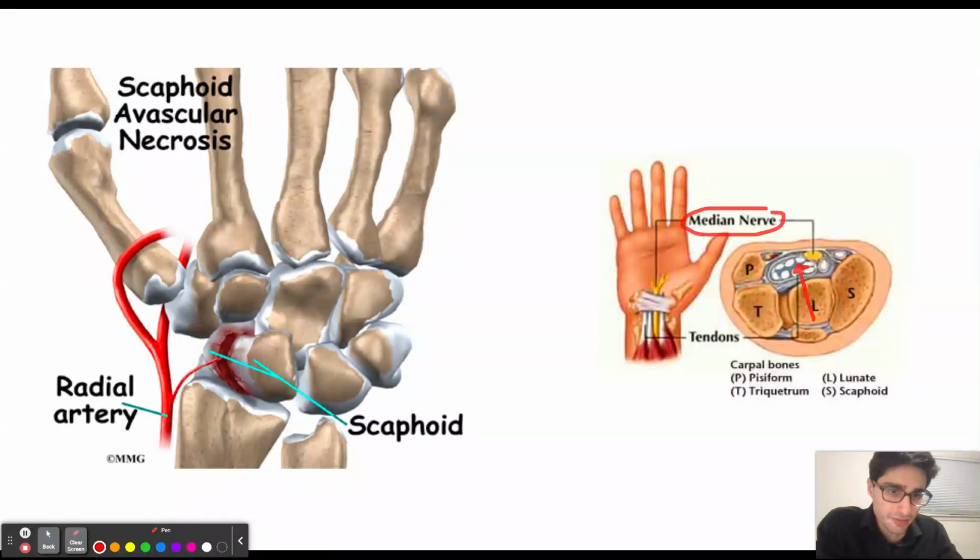If the median nerve is compressed, then patients can present with symptoms of pain on the wrist as well as numbness on the first three and a half digits, because the median nerve is supplying those areas. So patients can present with wrist pain as well as numbness to the first three and a half digits.